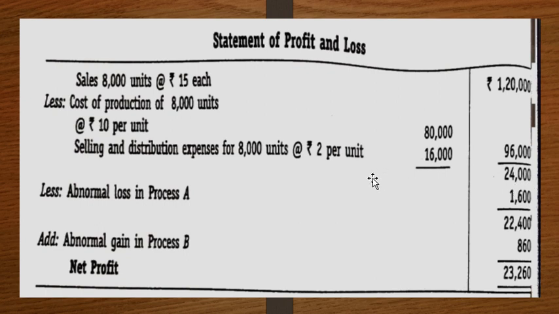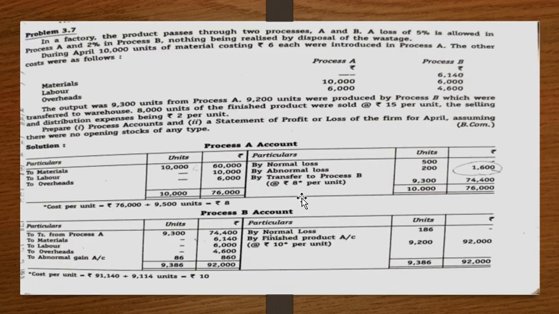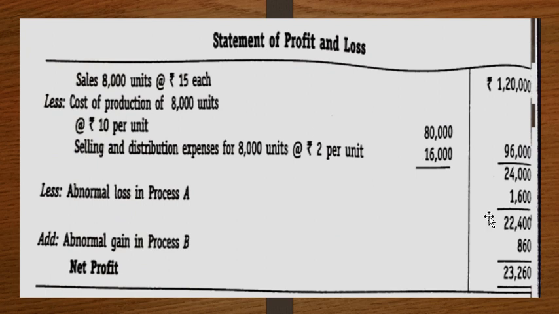With this you need to check whether you have any abnormal loss incurred in the problem. So less abnormal loss: you have abnormal loss in process A. How much is that abnormal loss in process A? It is 1,600. So 1,600 is your abnormal loss. So 24,000 minus 1,600 will give you 22,400. Next, after this, you need to check whether you have got any gain. So 22,400 is the total balance that you are getting.